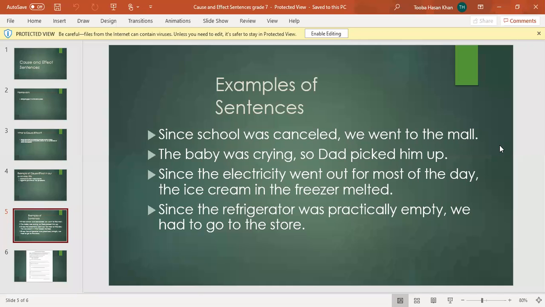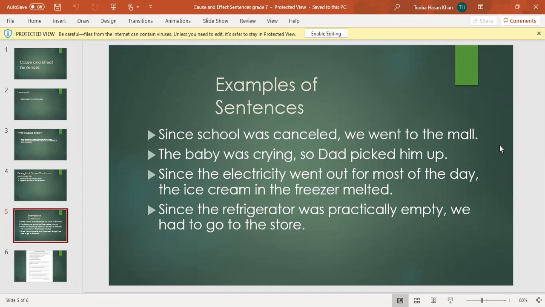Since the electricity went out for most of the day, the ice cream in the freezer melted. Now, in the summer times, there is a lot of load shedding in Karachi especially, right? So what happens is that you keep ice creams and cold drinks and frozen water bottles in the freezer because you need them, because that is how hot and humid it gets. When electricity goes out for let's suppose 4-5 hours, the fridge isn't working, what will happen? The ice cream will melt instantly. First of all, the ice cream melts. All the meat gets rotten.